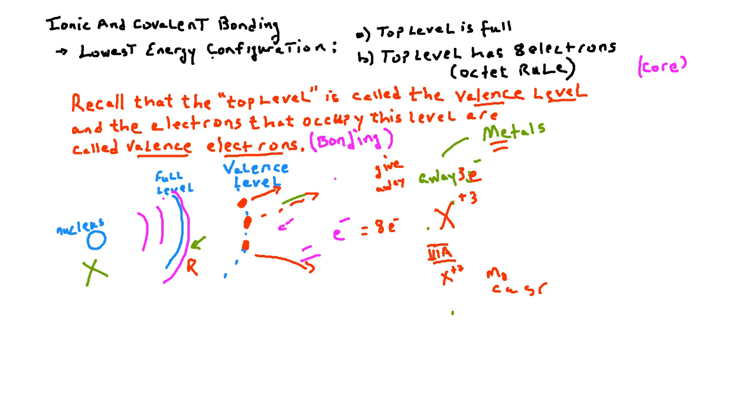Okie doke. So now if we have 4 electrons, well, 4 is in between, half of 8. So you could either add 4 electrons to get 8, or you can eliminate 4 electrons, right? So the top level will be full. So what does it do?